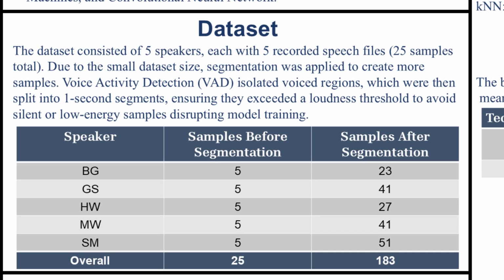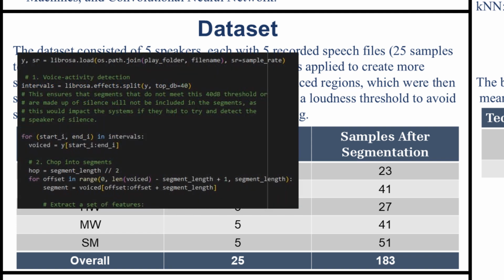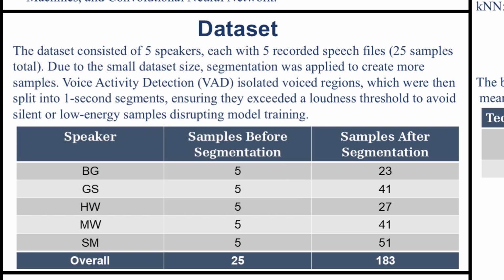To expand the dataset to make it more suitable for training, I applied voice activity detection to isolate voice regions and remove silence. These segments were then split into 1-second clips, provided they exceeded a set loudness threshold. This increased the dataset to over 180 usable audio segments. The table seen shows how the segmentation varied by speaker depending on how much usable speech was present.